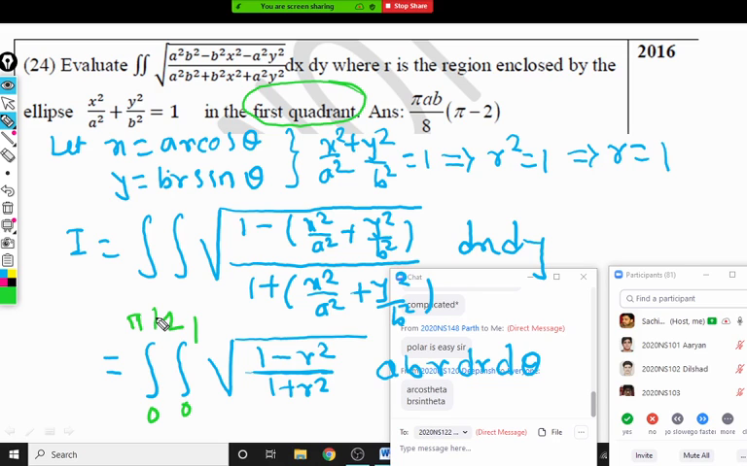Now the integral becomes simple. x square by a square plus y square by b square is equal to r square. This is only simplified, we just wrote r square here. If you are still not getting it, replace x and y there with their values, and check what value you get.